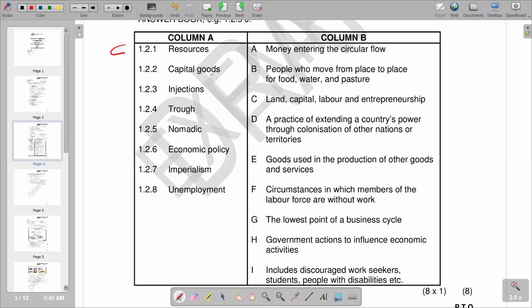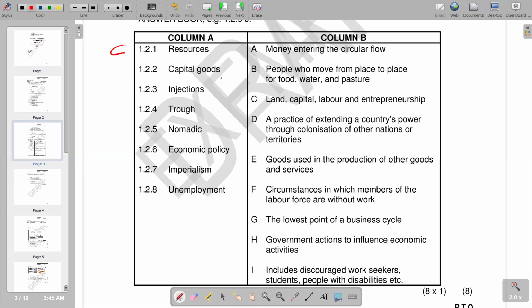But the second part, 1.2.2, we've got capital goods. But we know that capital goods, these goods are physical assets a company uses to produce goods and services. So that's the basic explanation. And these goods and services that will be produced are for consumers. And the example of capital assets, we've got non-current assets, or we can call them fixed assets, like buildings, machinery, vehicles, and many others. So these are the examples that we have in terms of fixed assets.